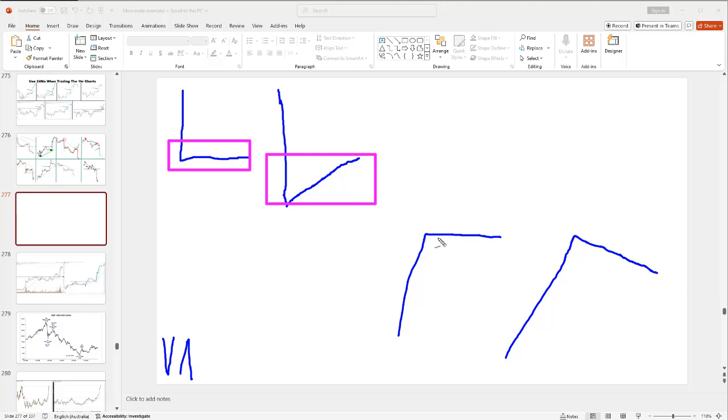Then what I'm looking for when this is happening is this L shape or this sideways movement to come to the 52 moving average, okay? I'm looking for it to come to the 52 moving average. So that's the first thing I'm looking for. And let me actually draw this. I'm going to use this red line as an example because I'm using blue here.